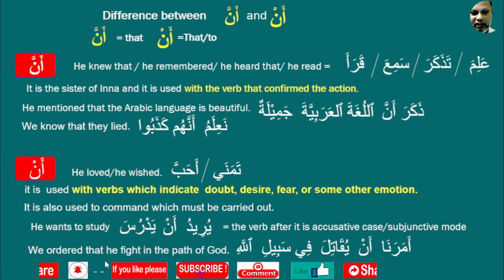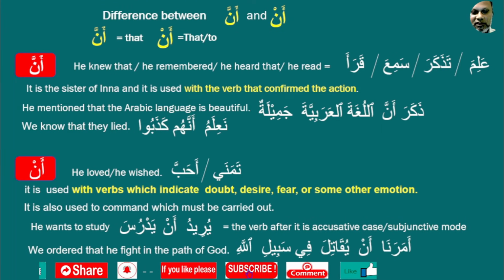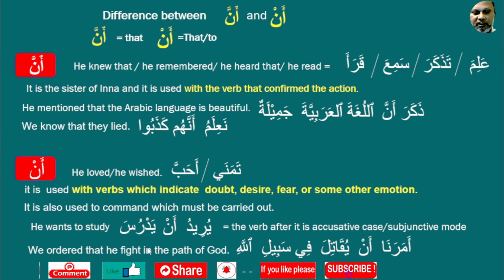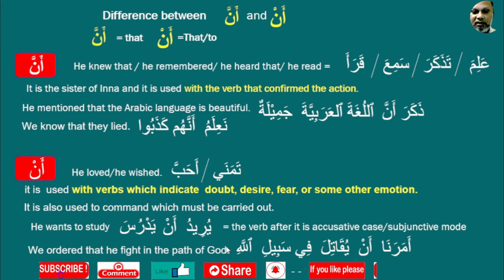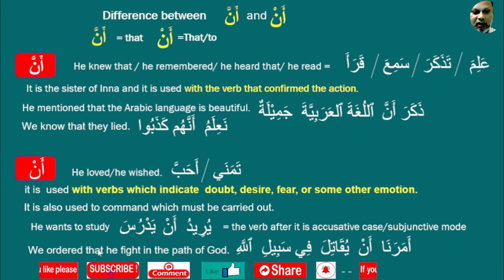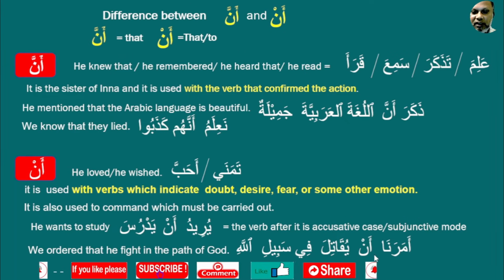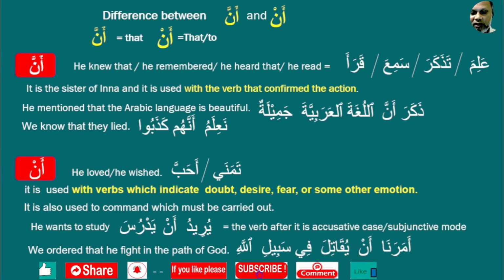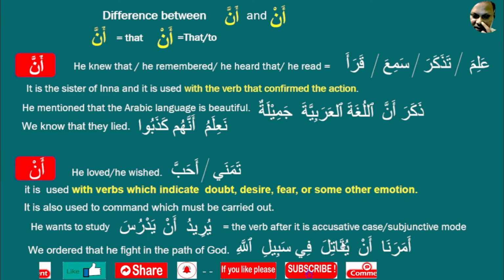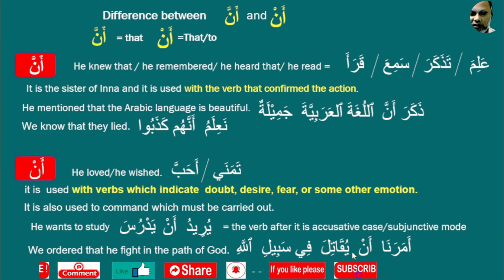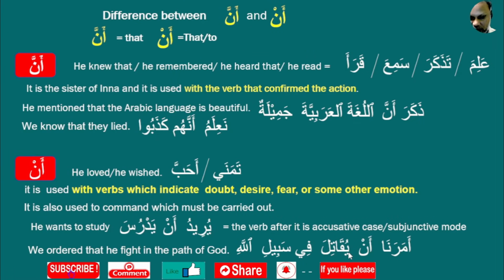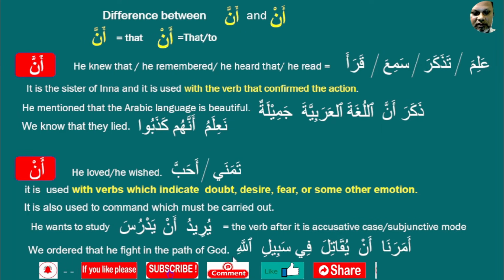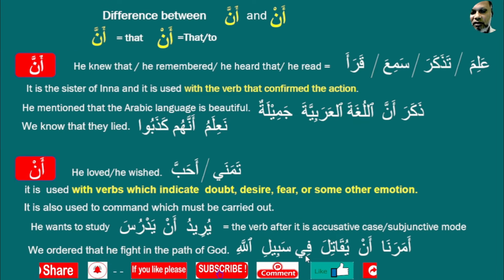We order that he fight in the path of God. This is a commanding sentence. We order, and if the next sentence is confirmed, meaning it must be carried out, then an can be used. Amarna an. We order that he fight in the path of God. Yuqatila, yuqatila. This is the subjunctive mode. Yu means the present tense verb for he. Yuqatila fi sabilillahi. He fights in the path of God.